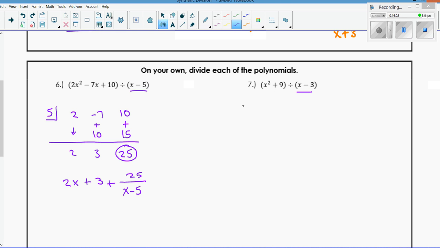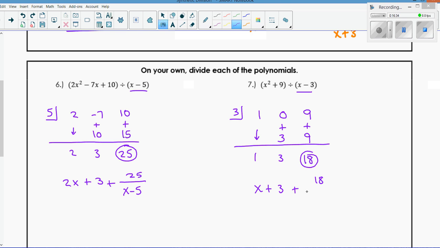I know that my solution is 3. X squared means I have a 1, I have a 0, and I have a 9. Check and see if you have that 0. I bring down my 1 and multiply. I add and multiply. I add this. So x squared means my next term down is just x plus 3. This is my remainder, so plus 18 over x minus 3.